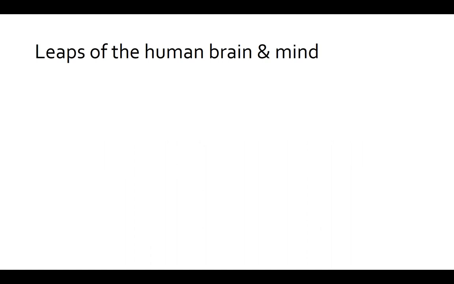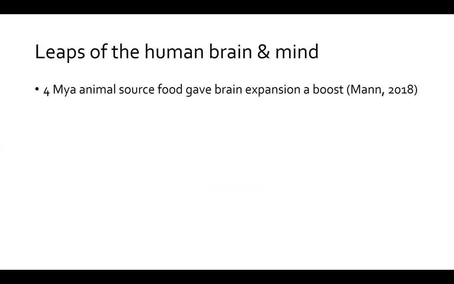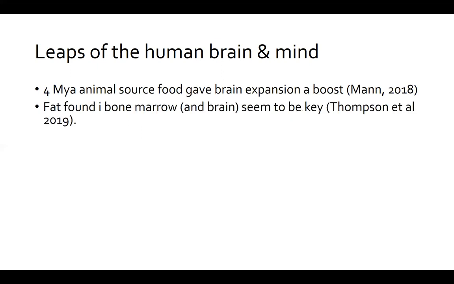So there are some known leaps of the human brain and mind, and the first one occurred approximately 4 million years ago when our ancestors started to put animal source food on the plate, basically. And that initiated the brain growth towards today's size and function. So fat found in bone marrow and brain seemed to be key for brain growth.